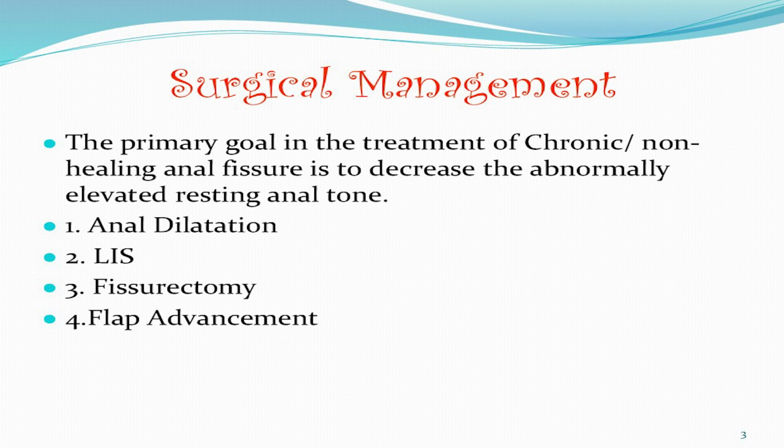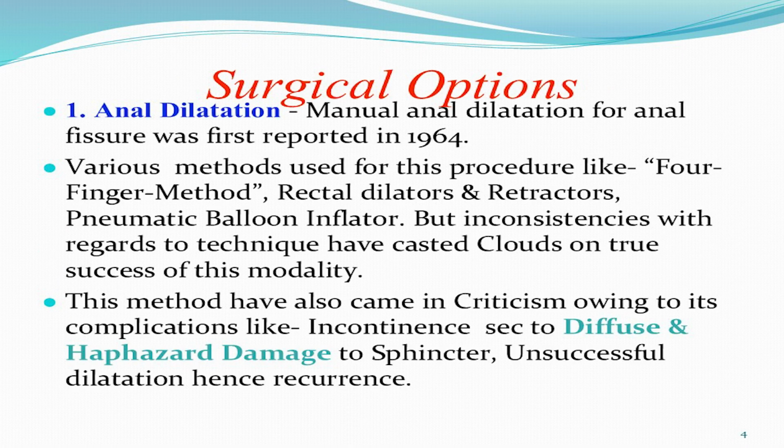The first one is anal dilatation, but now nobody is doing this. Lateral internal sphincterotomy is the gold standard, and fissurectomy and flap advancement I will cover briefly. For anal dilatation, various methods like the 4-finger method or dilators are there. Normally 40 mm diameter is sufficient for females, and 45 mm diameter dilatation is sufficient for males. Without damaging the internal sphincter fibers haphazardly, we can go up to 60 mm of dilatation. And because there is no standardization of the anal dilatation, that's why this anal dilatation has come under clouds.